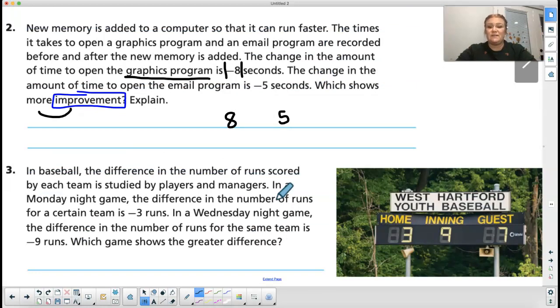Number 3, in baseball, the difference in numbers of runs scored by each team is studied by players and managers. In a Monday night game, the difference in the number of runs for a certain team is -3 runs. In a Wednesday night game, the difference in the number of runs for the same team is -9 runs. Which game shows the greater difference? So the first game on Monday, the difference between the runs was 3. And then on Wednesday, their difference was 9. So which one had a greater difference?